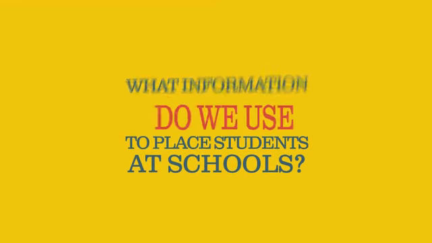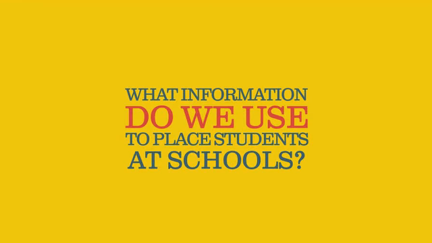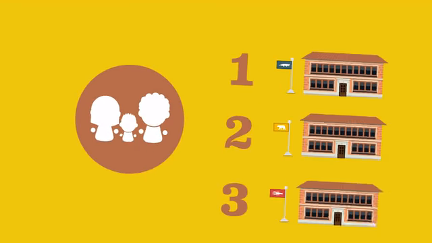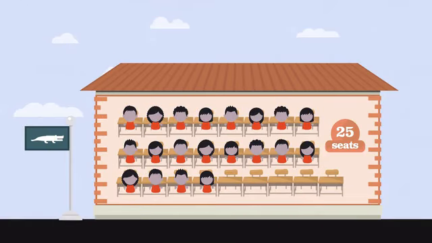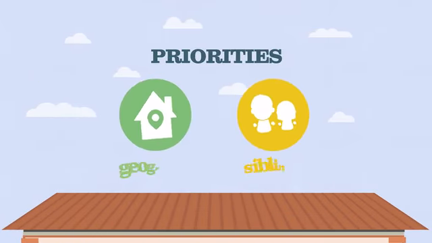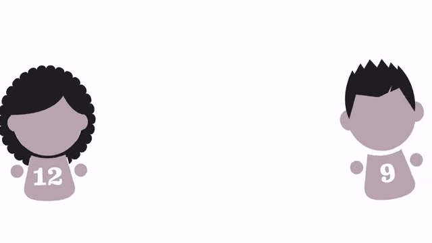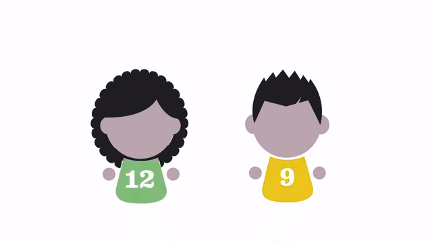What information do we use to place students at schools? Each parent's ranked list of school choices, the number of seats offered at each school in each grade level, each school's priorities, and each student's random lottery number and priority to their selected schools.